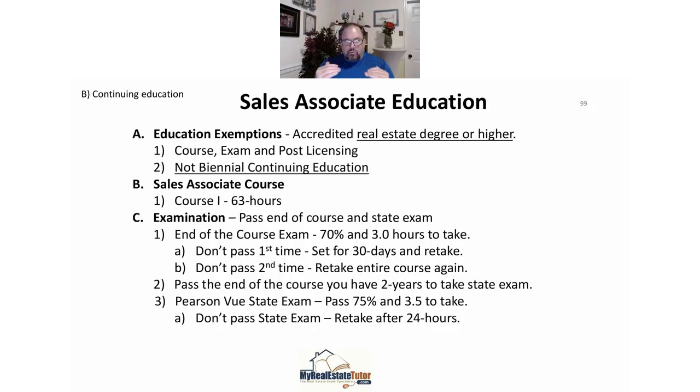All right. Under the normal premise of us going through the course, you got to do 63 hours. You got to take an end of the course exam, and you got to take a Pearson VUE exam. Okay. Once you pass the end of the course, you may want to know this under C2. You got 2 years to take your state exam. So you can hold that end of the course exam to your Pearson VUE for 2 years. Okay. Then it expires. So we're talking about 4-year degree or higher. You are exempt from everything except biannual education, which is every 2 years, even post-licensing.